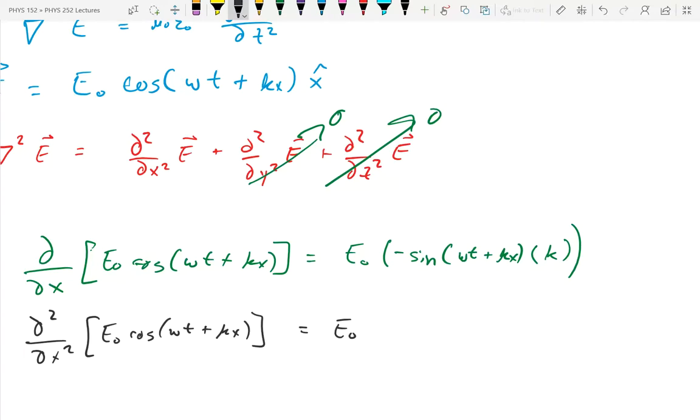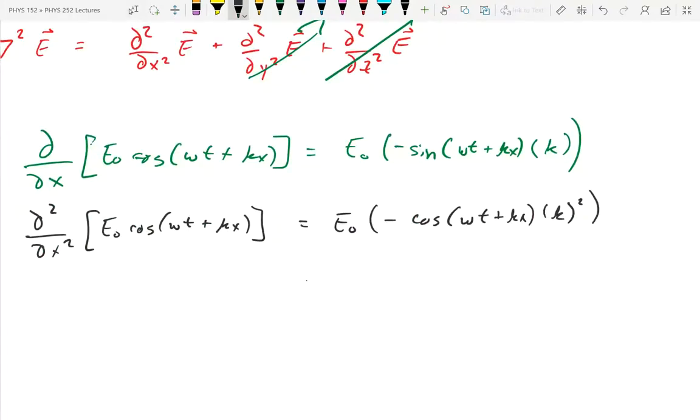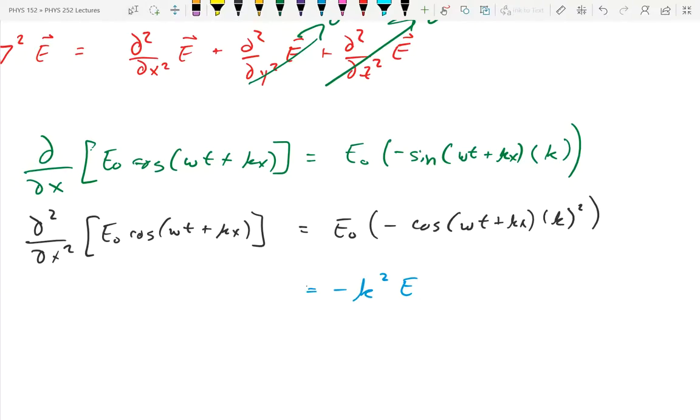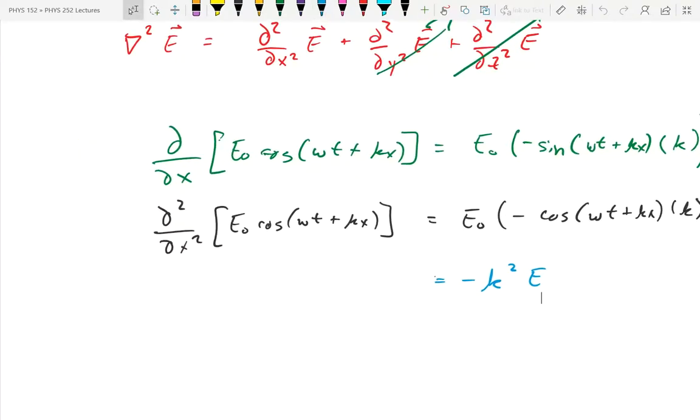Then taking the second derivative, so now I'm taking the derivative of what I had above in green here. Derivative of minus sine is going to be minus cosine. And then I'm going to have another k, so k squared. Or if you prefer, which I do, I dropped off the x hats here, so I just put minus k squared E because I was only doing it in the x direction. Okay, so that's doing the derivative with respect to position, now doing the derivative with respect to time.